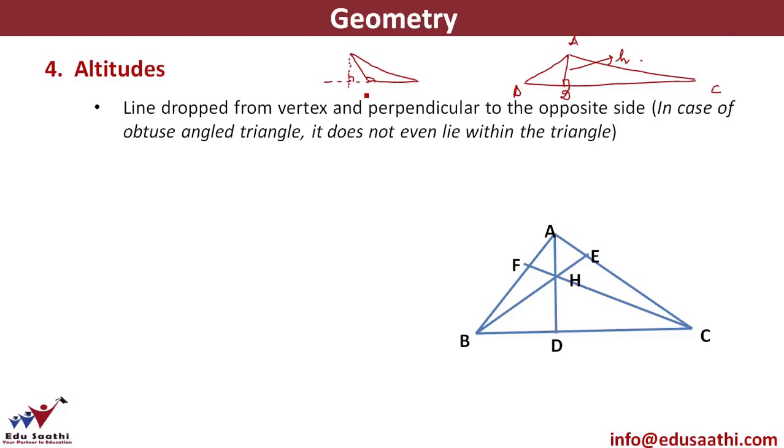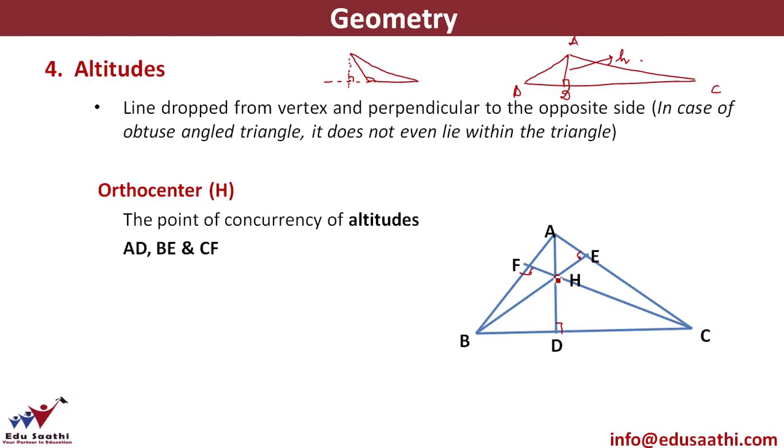So let's look at an acute angle triangle ABC and the altitudes being AD, BE and CF. These are the three altitudes that we have. The point of concurrency of all the three altitudes is known as the orthocenter. So orthocenter is the point of concurrency of altitudes AD, BE and CF of triangle ABC.